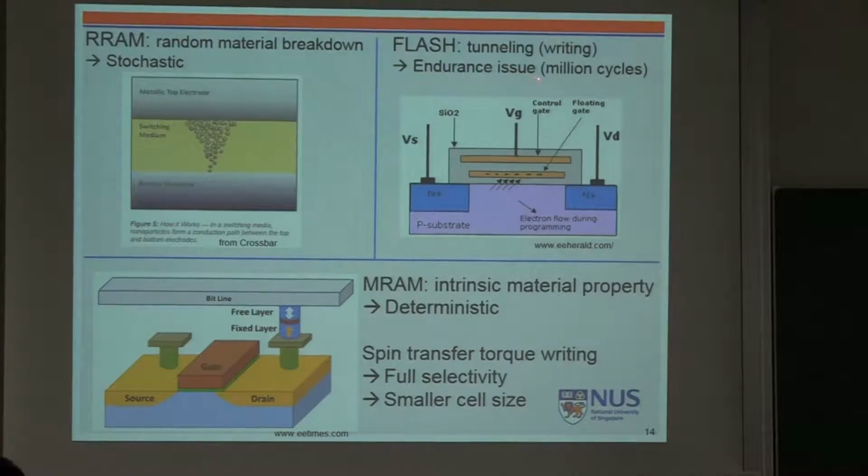So it has an endurance issue. Typically, 1 million cycles is its lifetime. So this memory cannot be used as the main memory of our computer. It's always side memory. On the other hand, MRAM uses intrinsic material properties, so it's more deterministic. And recently, spin transfer torque was invented, which gives full selectivity. Also, we can make a very small cell size. So naturally, I believe this will be the dominant technology in the near future.